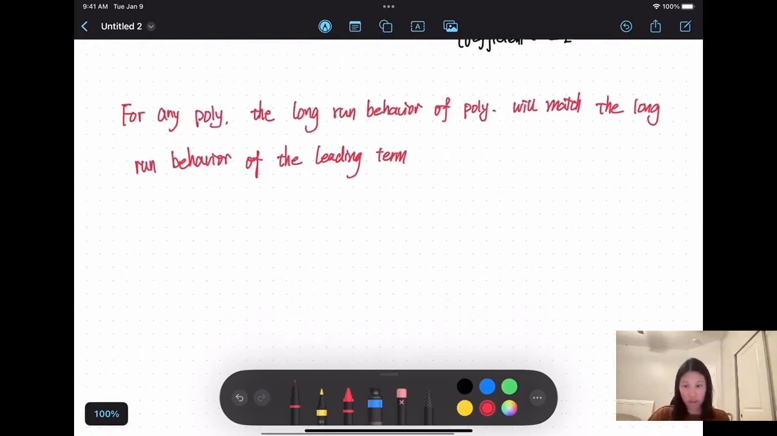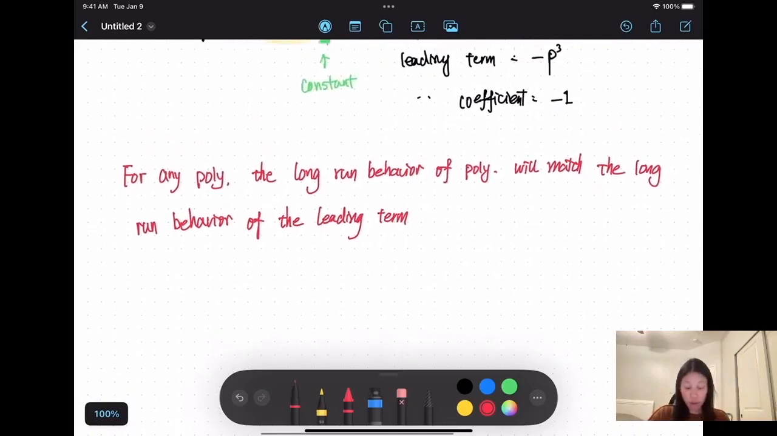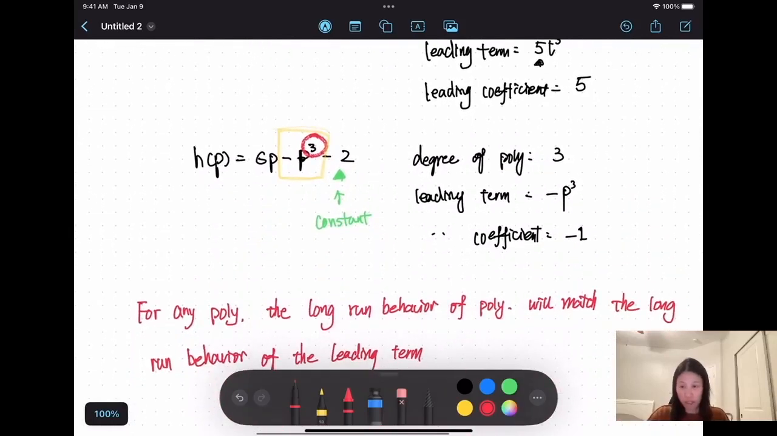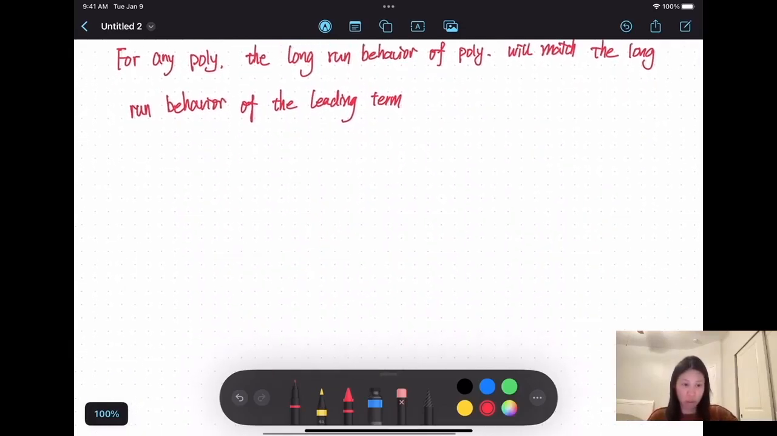Now let's take a look. If I give you a polynomial like the previous three examples, what will the long-run behavior look like? I'm going to rewrite these three polynomials.